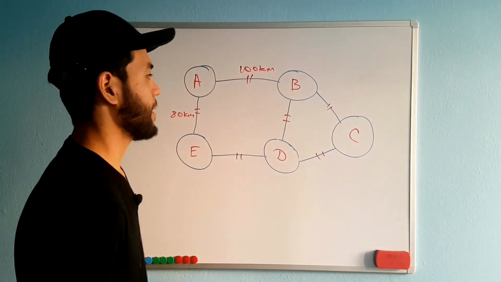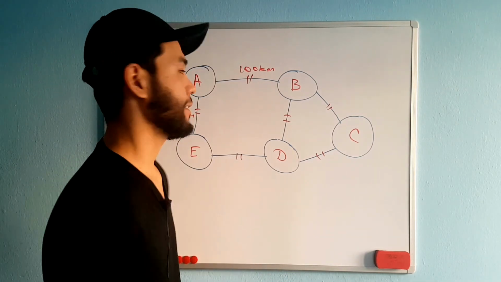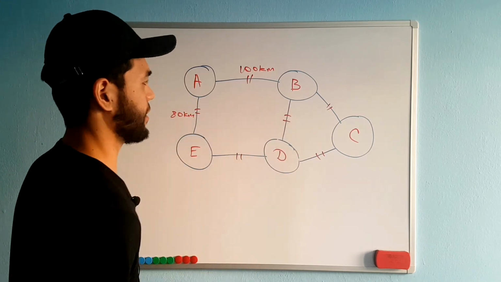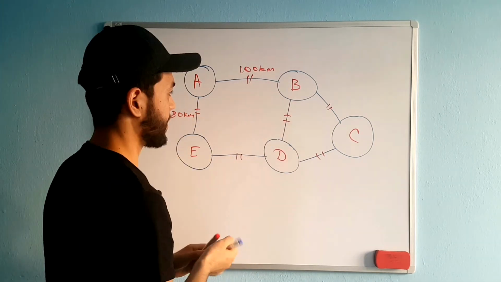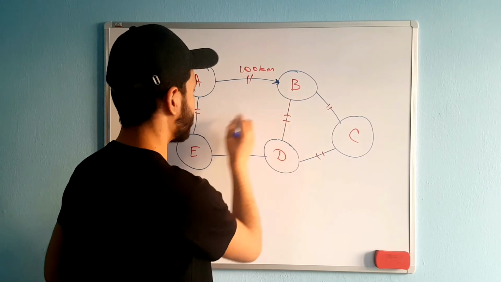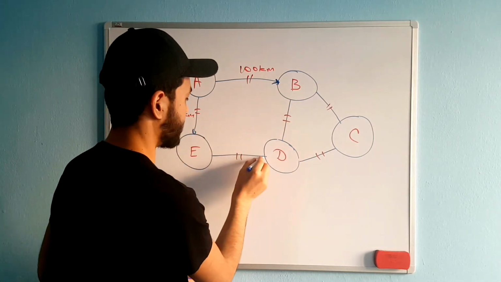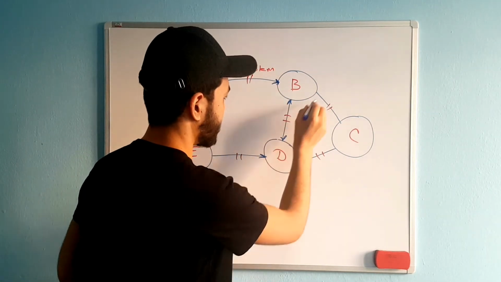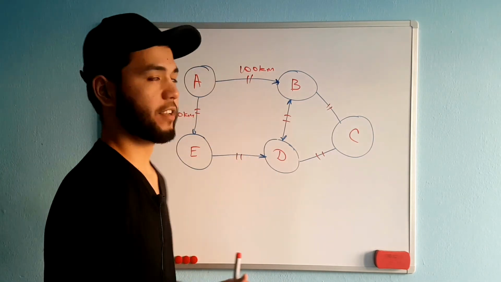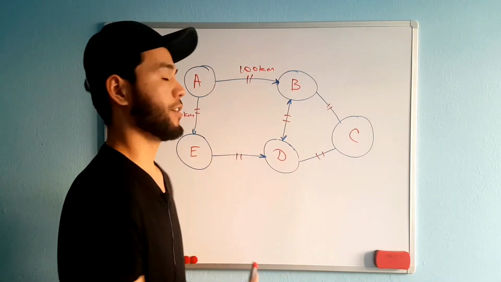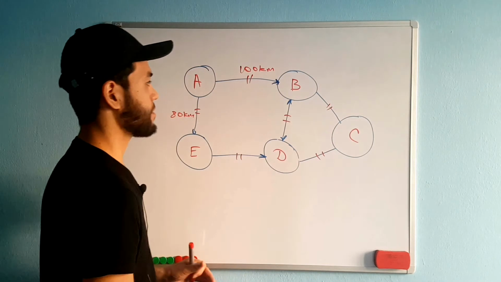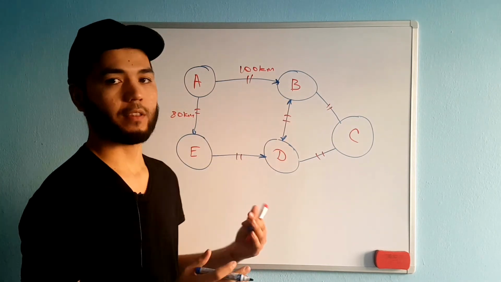Also, we have directed graphs. If you see here, this is not directed, there is no direction. If I put a direction here, from here to there, this is a directed graph. If there is no direction, it means an undirected graph.